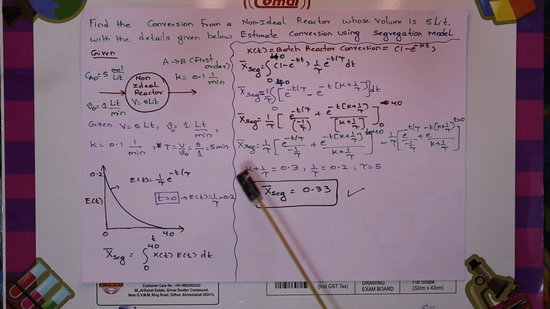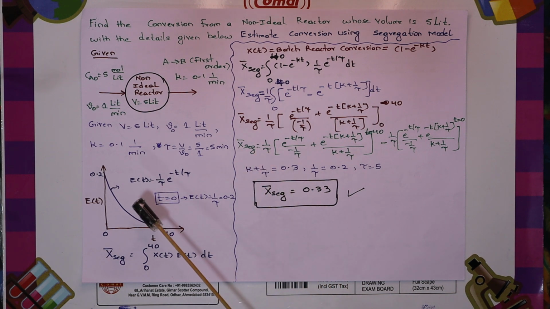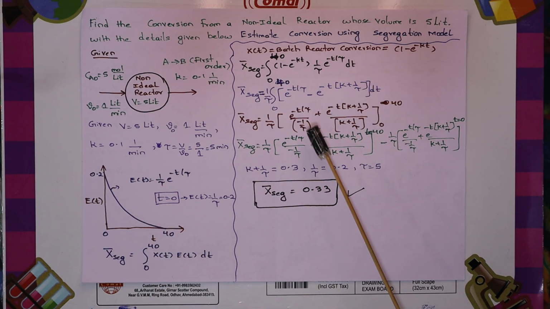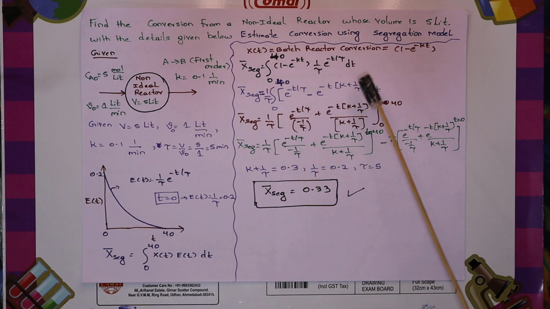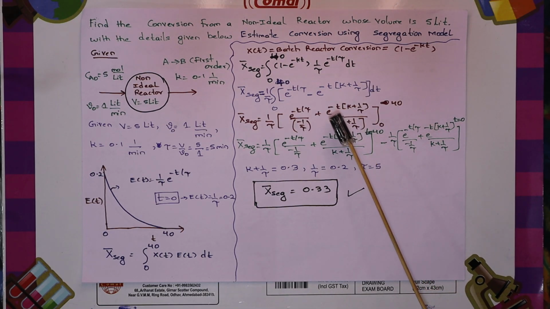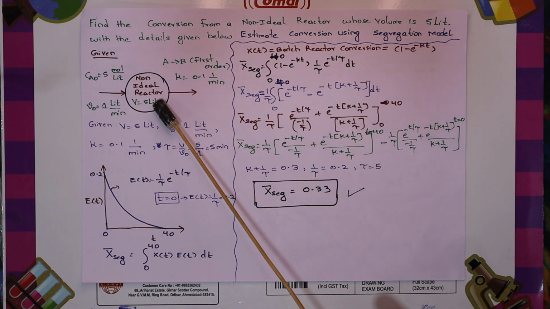So this is how we can solve. If the data is given, you have to use the integration methods, a kind of numerical integration principles, and here the analytical solution is possible because the equation is given. So you can judge the conversion from a reactor using the segregated model. And thank you very much. Let us meet with the new model, which is the maximum mixedness model.